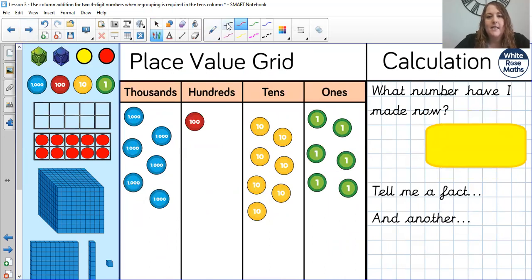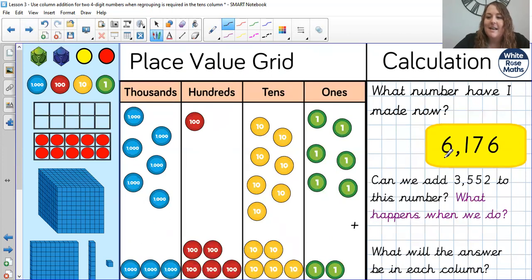What number have I made this time then, please? Lovely, counting each one. 1, 2, 3, 4, 6 in the thousands, 1 in the hundreds, 3, 4, 5, 6, 7 in the tens, and 6 in the ones. So I've made 6,176. Again, think about a fact and another and another. Really tell me everything you can about that number, or have a think about it.